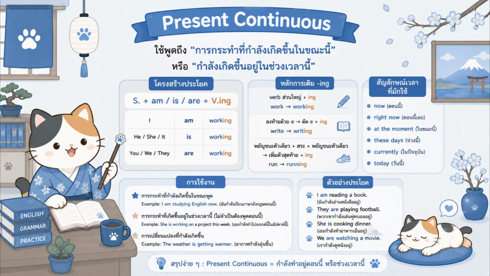To make the ing form, most verbs simply add ing. For example, work becomes working. If a verb ends in e, remove the e and add ing. For example, write becomes writing. Some short verbs double the final consonant. For example, run becomes running.